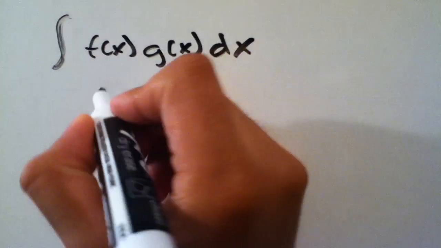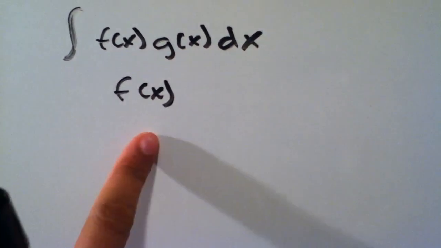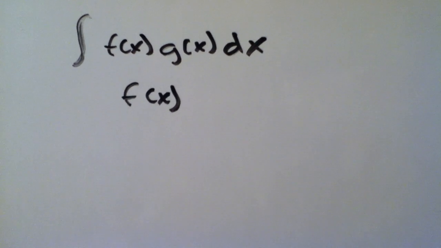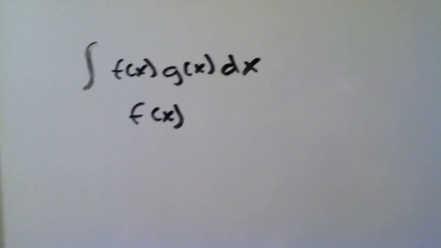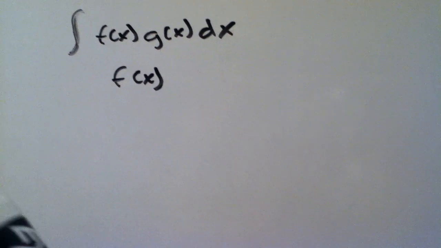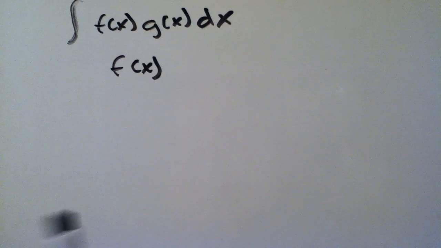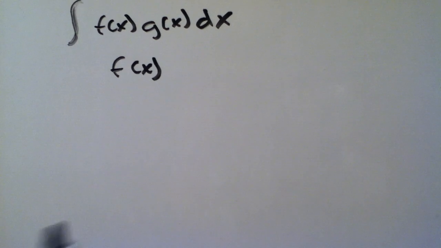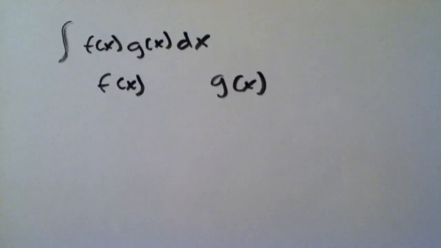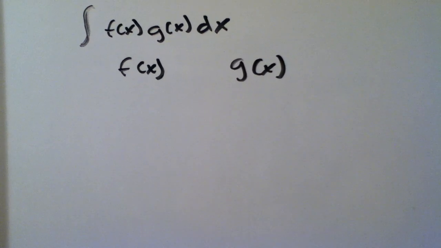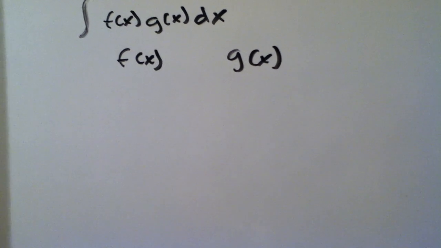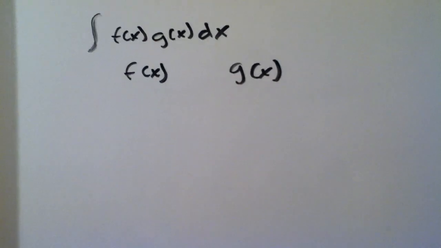And the f of x function has to be a function that can be continuously differentiated until it reaches 0. So eventually, if you keep taking the derivative of f of x, after a while you'll reach 0. And then g of x has to be a function whose integral is easy to integrate repeatedly. So e to the power of x would be a great example of a candidate for g of x.